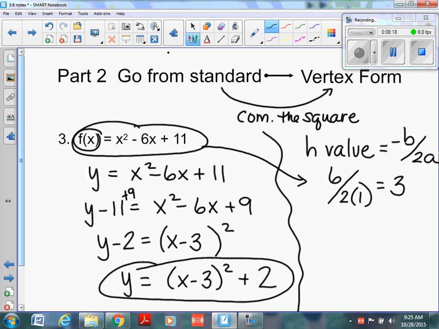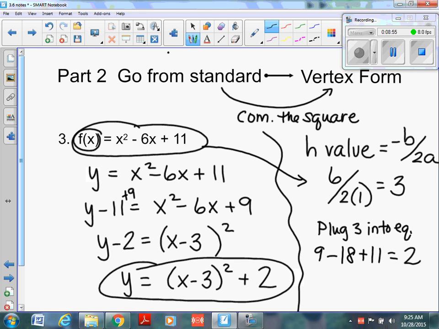And then how do you think you're going to get this value? What do you think you have to do? Don't you have to plug the 3 back into here? So I'm going to plug 3 into the equation to get the y value. And so that's going to give you 9 minus 18 plus 11. 9 minus 18 is negative 9. Negative 9 plus 11 is what? A positive 2. You're not done though.